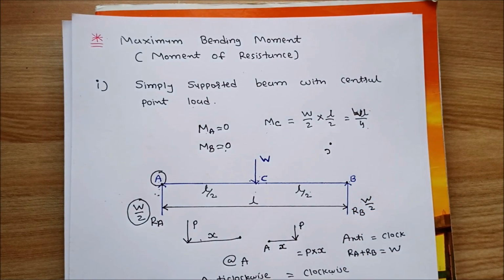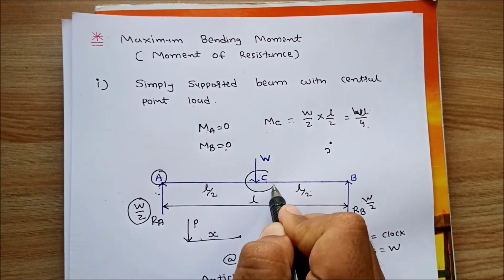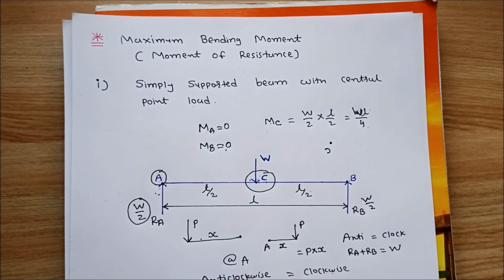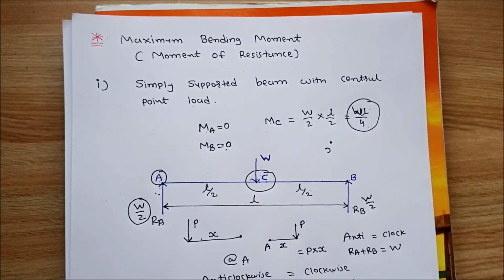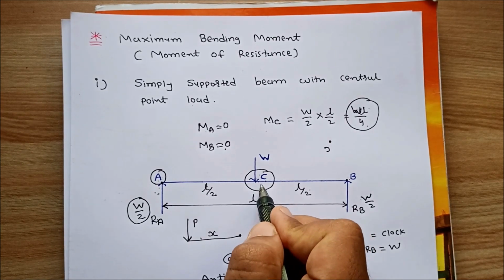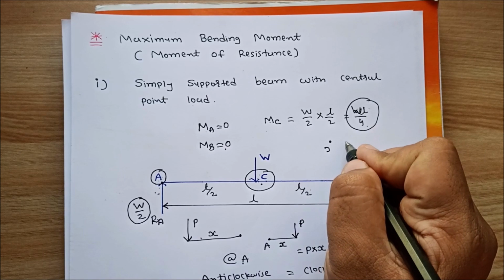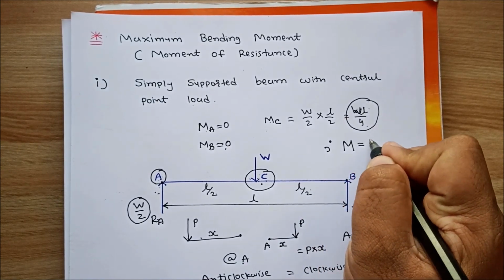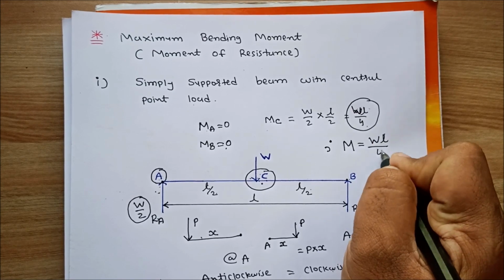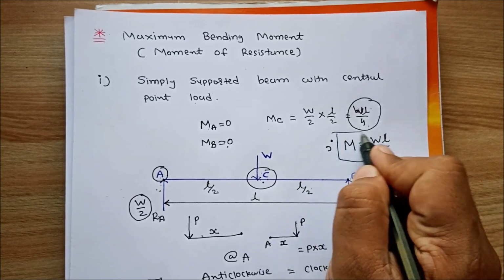So for simply supported beam with central point load, maximum bending moment will occur at point C, and that's value is WL by 4. So you simply remember that maximum bending moment will occur at point C, and moment of resistance or maximum bending moment equation, that is WL by 4. That is our first condition.